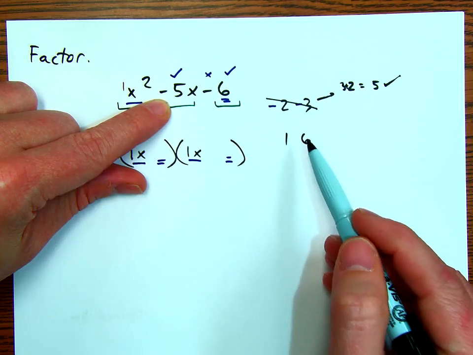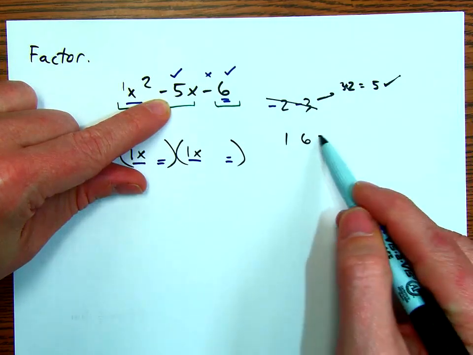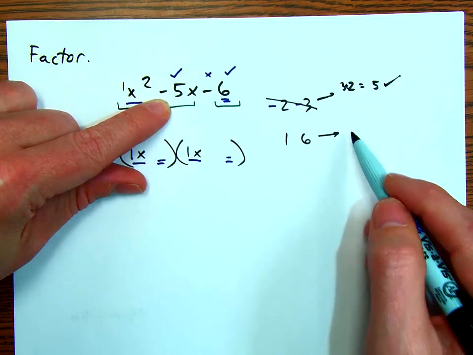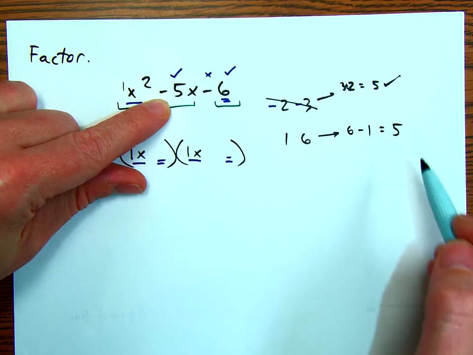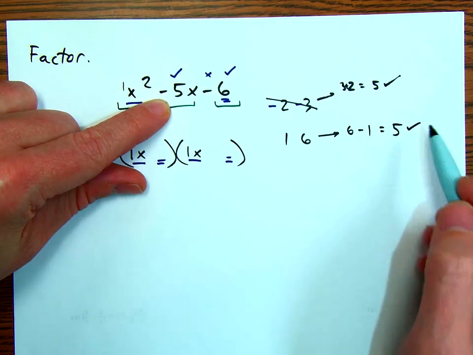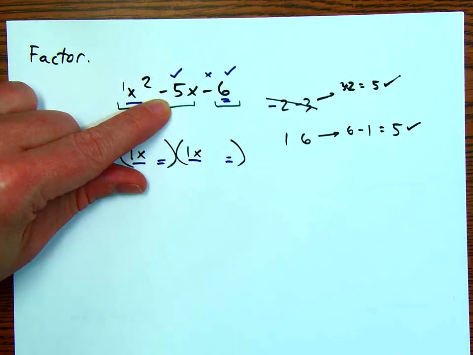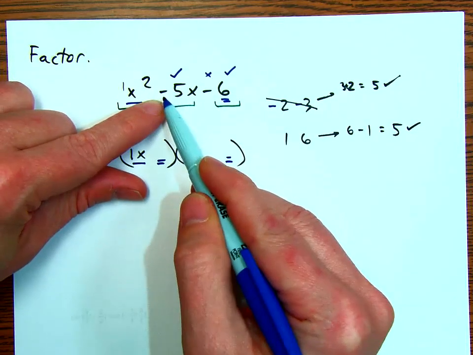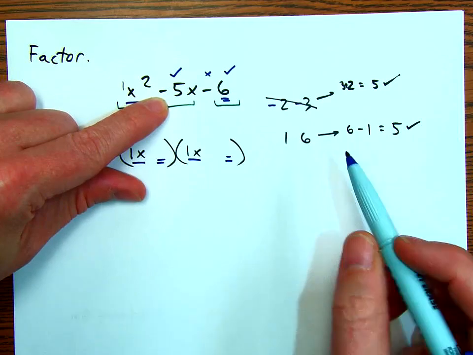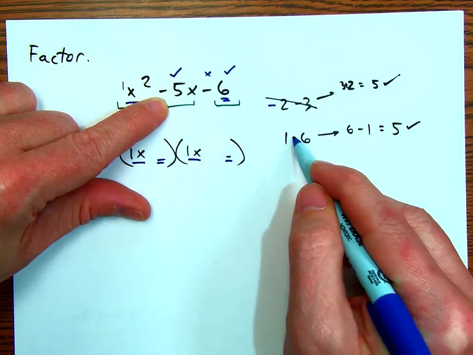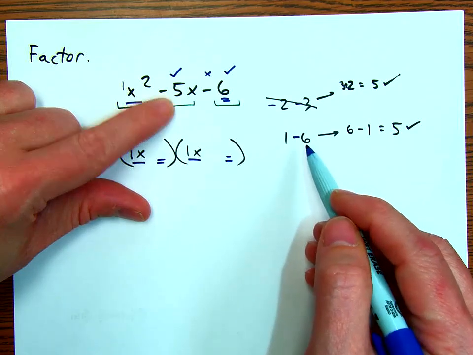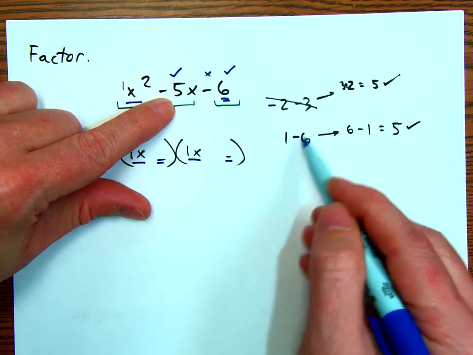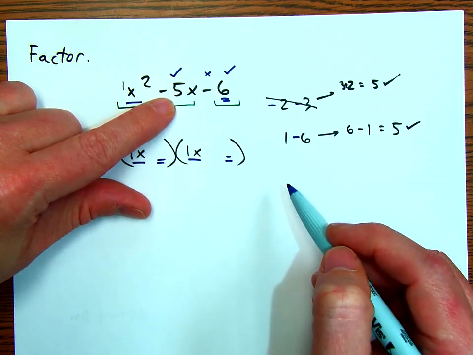But we do have another option here. Can we make 5 from 6 and 1? Well, we know that the difference between them would be 5. So this would work. But what would the signs need to be? We said that since this is negative, the larger of the two needs to be negative. That'll be the 6. Now, will we add 1 to negative 6 to make negative 5, or subtract 1 from negative 6 to make negative 5?